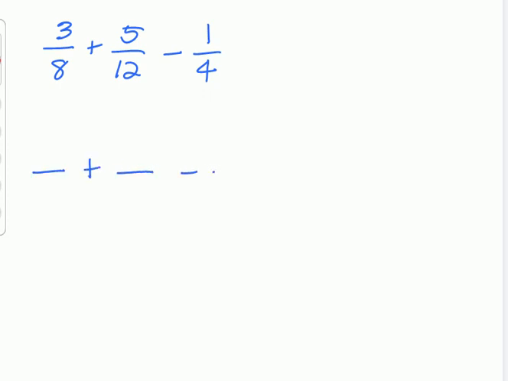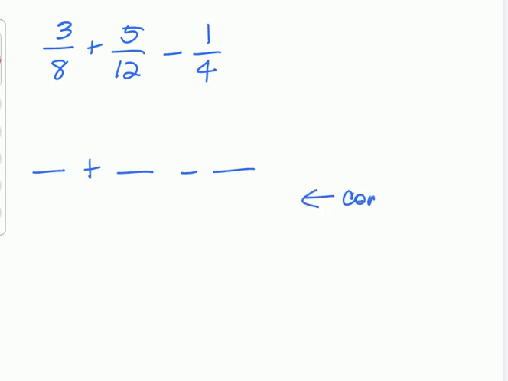3/8 plus 5/12 minus 1/4. So we're adding 3 of something called eighths plus 5 of something different called twelfths minus 1 of something called fourths. The difference is now we can change all of those things that we're adding to the same thing. In other words, we are looking for a common denominator.